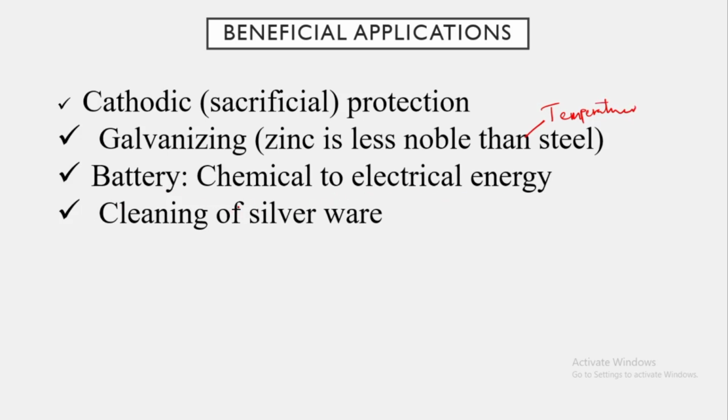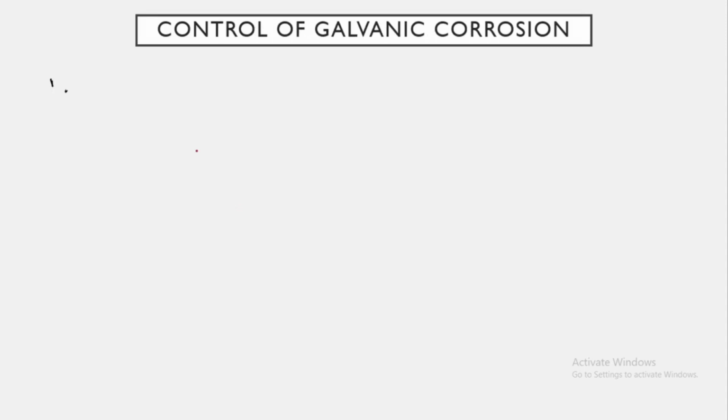We have cleansing wire. Now let's look at some control of galvanic corrosion. What will be the first control of galvanic corrosion? That is using similar metals, if coupling of dissimilar metals is necessary. If you look at the galvanic series, when you choose metals which are very close to each other, the corrosion rate will reduce. So we should choose metals close together in the galvanic series. When you choose metals close together in the galvanic series, it's going to reduce the corrosion.